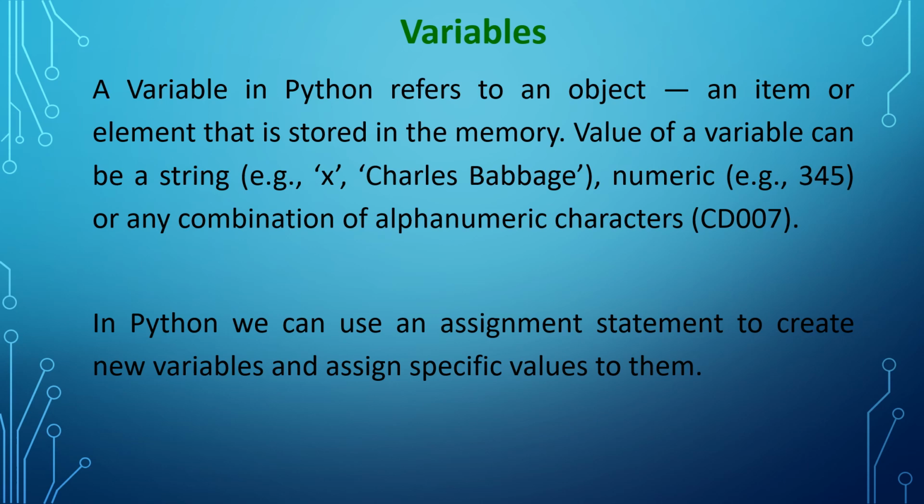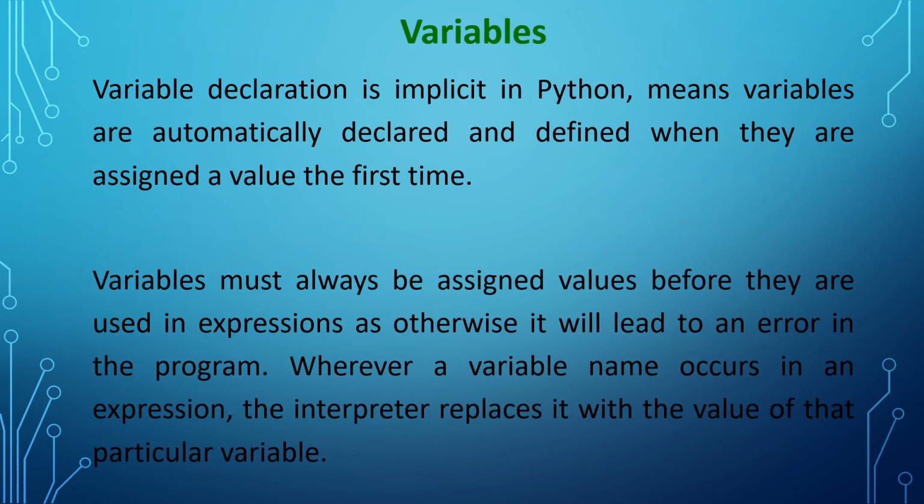In Python, we can use the assignment statement to create new variables and assign specific values to them, that is by using an equal to operator. Variable declaration is implicit in Python programming language. That means the variables are automatically declared and defined when they are assigned a value for the first time.